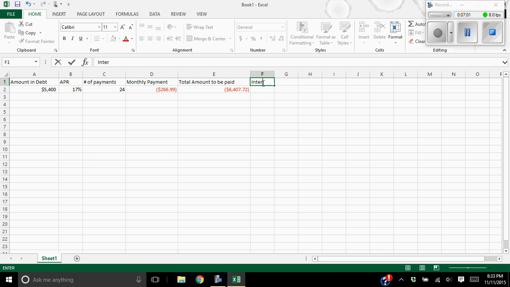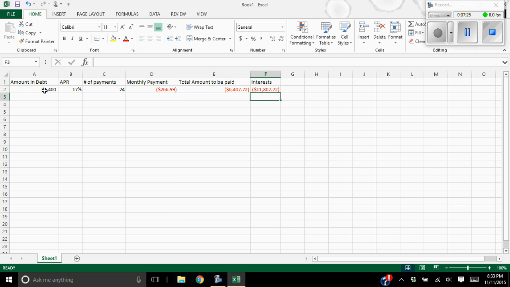So we can go to F1 and type in interest, and we can take another equation. We can take E2, and we're going to subtract A2. All right. And so we have this idea. I did something wrong here. Okay. We need to do something here. All right. You probably got a big number like this. I didn't really do something wrong.